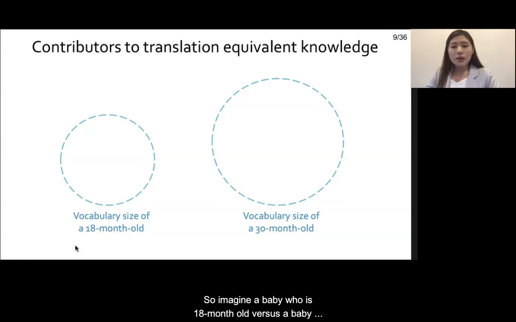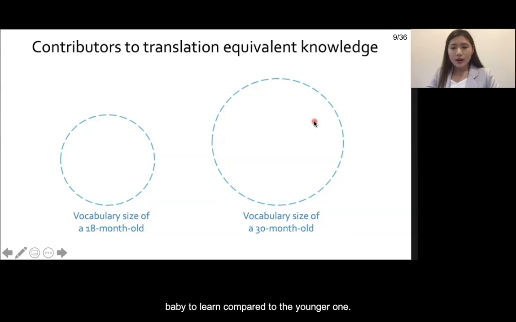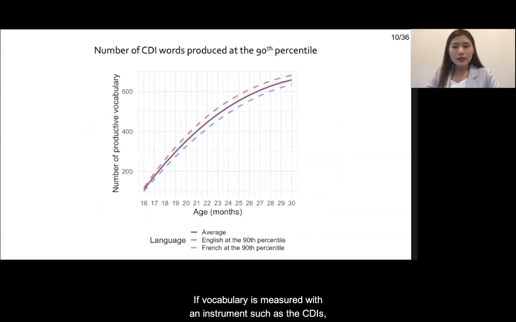So imagine a baby who is 18 months old versus a baby who is 30 months old. There will be many more possible words for the older baby to learn compared to the younger one. So how do we know the number of learnable vocabulary? If vocabulary is measured with an instrument such as the CDIs, a reasonable option is to estimate how many CDI words are learnable at the 90th percentile given the child's age.